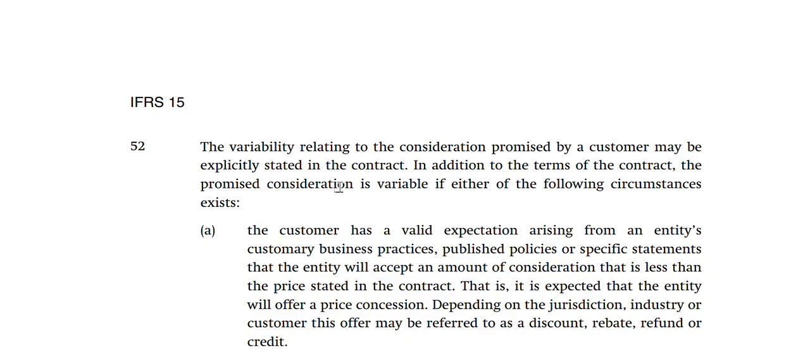Paragraph 52. The variability relating to the consideration promised by the customer may be explicitly stated in the contract. In addition to the terms of the contract, the promised consideration is variable if either of the following circumstances exist.